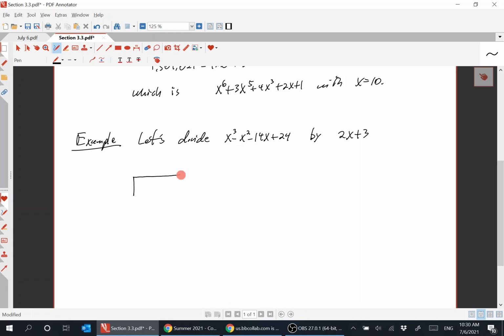So you do this neat little symbol here, right? And you put the thing that you're dividing, which is x to the third minus x squared minus 14x plus 24, underneath this division bracket or whatever you want to call it. And then your divisor, the thing you're dividing by, 2x plus 3, outside here. Okay, now let's go step by step.